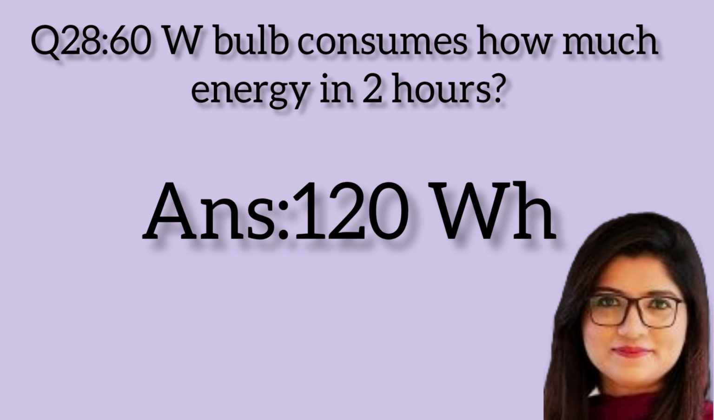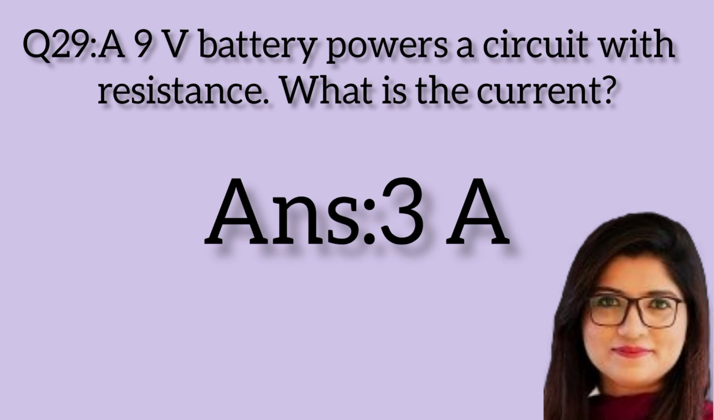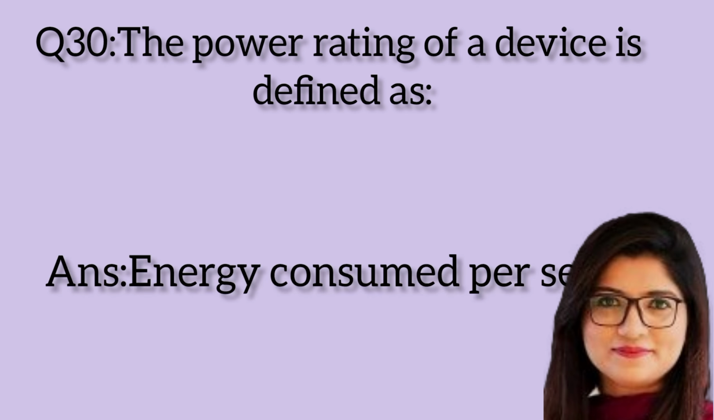Question 28. A 60 watt bulb consumes how much energy in 2 hours? Answer: 120 watt hours. Question 29. A 9V battery powers a circuit with resistance. What is the current? Question 30. The power rating of a device is defined as energy consumed per second.